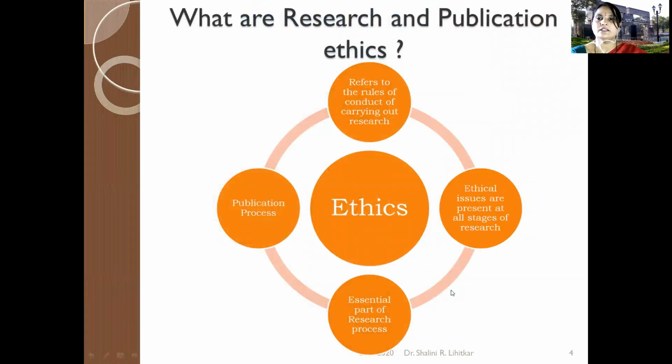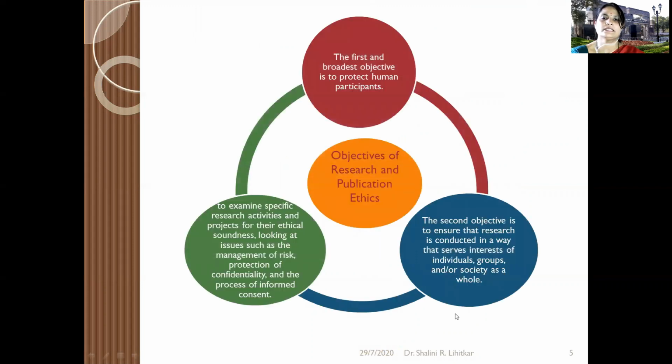So, what are ethics for research and publications? Ethics for research and publication refer to the rules of conduct for carrying out research. Ethical issues are present at every stage of our research and of our publication, and ethics is an essential part of the research process, and also an essential part of the publication process. So let us see the objectives of research and publication ethics.